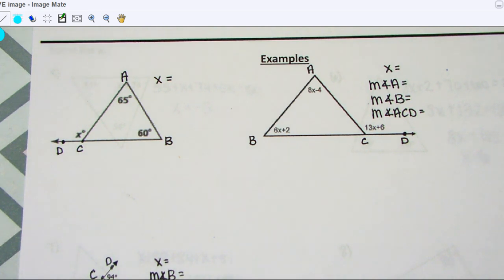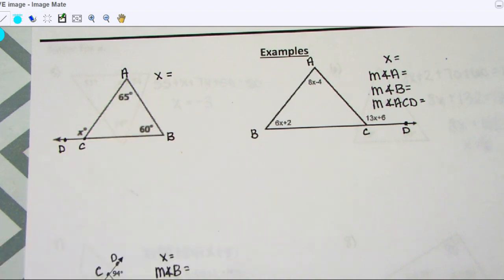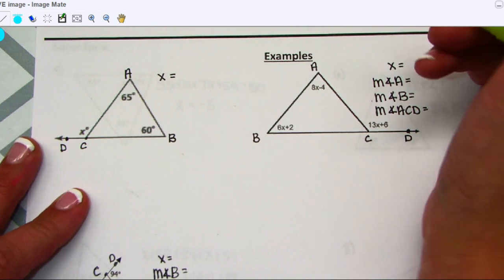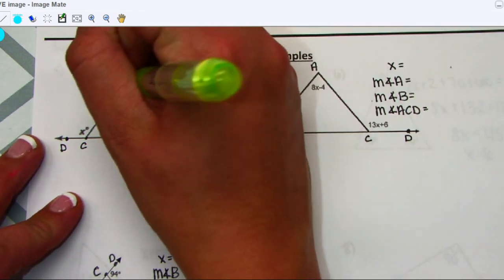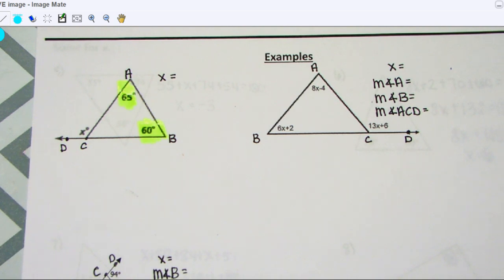65 and 60. Notice how here's my exterior angle. These are the ones farthest away. To make your life so much easier, mark them. I've been using yellow for remote interior, so I'm going to mark them right here. Those are my two remote interiors, because this can get a little tricky. There's going to be a lot of numbers here, so you want to identify the two remote interiors first. By default, where's my exterior? Yeah, it's outside, so it's X.